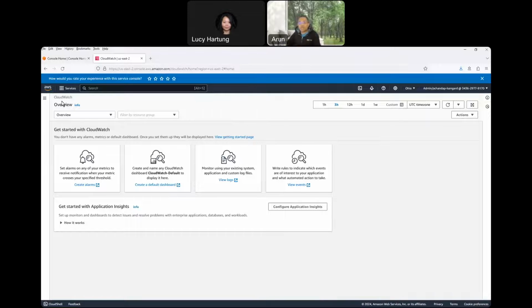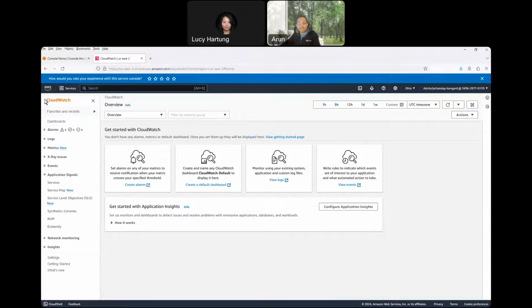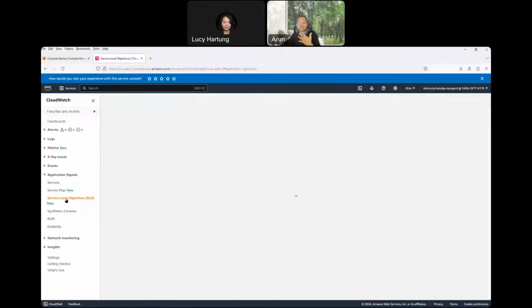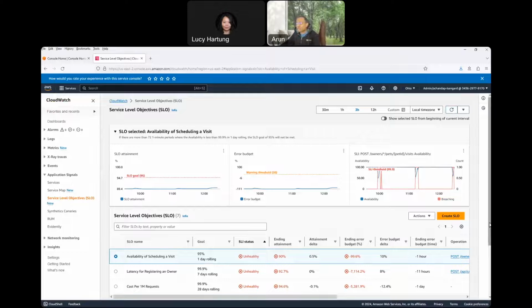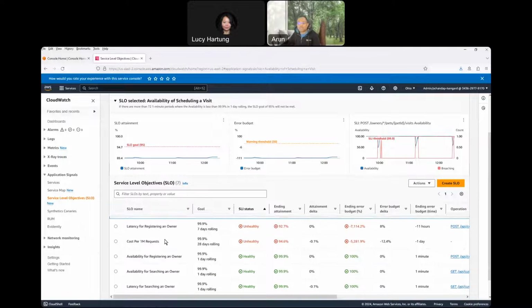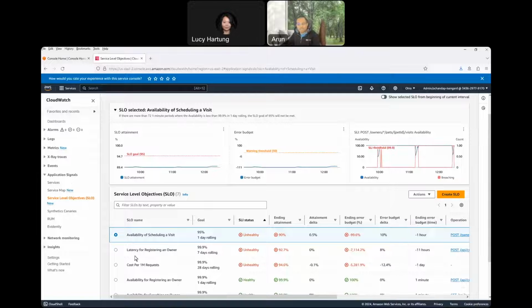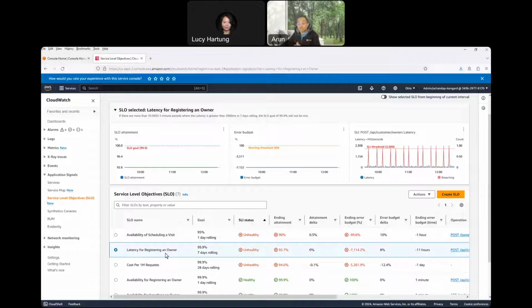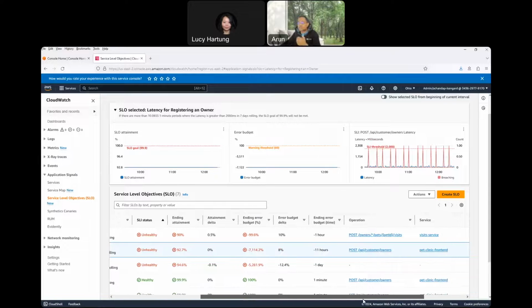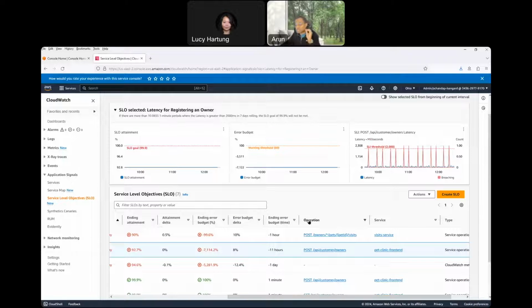Now, Joe has no other option but to log back in. This time, from CloudWatch, he goes to the service level objectives dashboards, which is part of Application Signals. There, Joe is looking at the different service level objectives that are already created. He could see that there is a latency for registering an owner, for new owners, by the way. And he was looking at it and he could see that the error budget is off the roof. It's going crazy. Joe scrolled to the right and he could find that specific operation that is responsible for that action. He clicked on that operation.